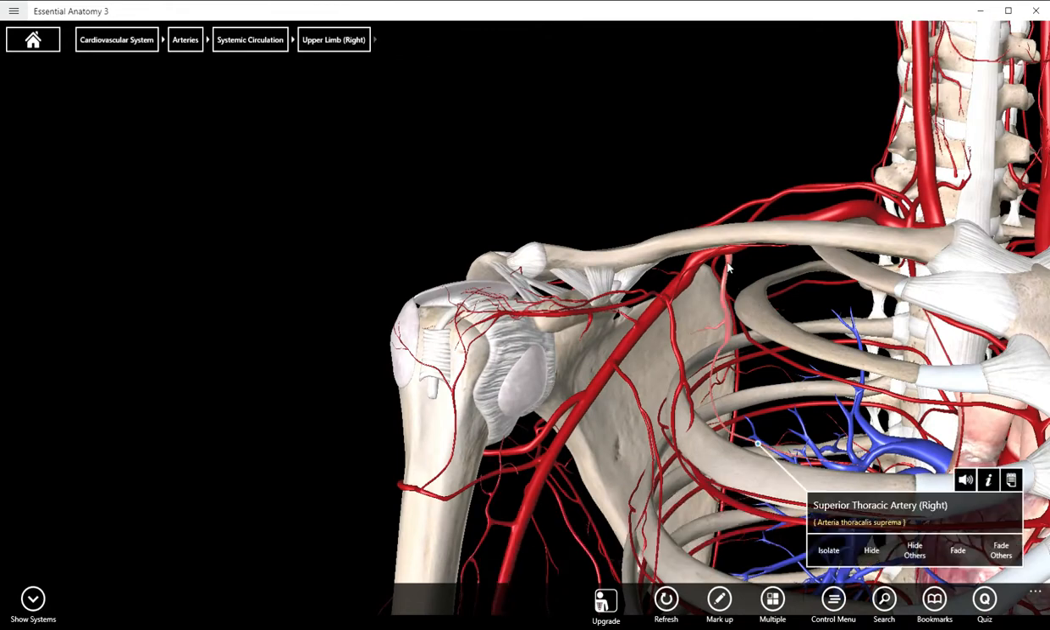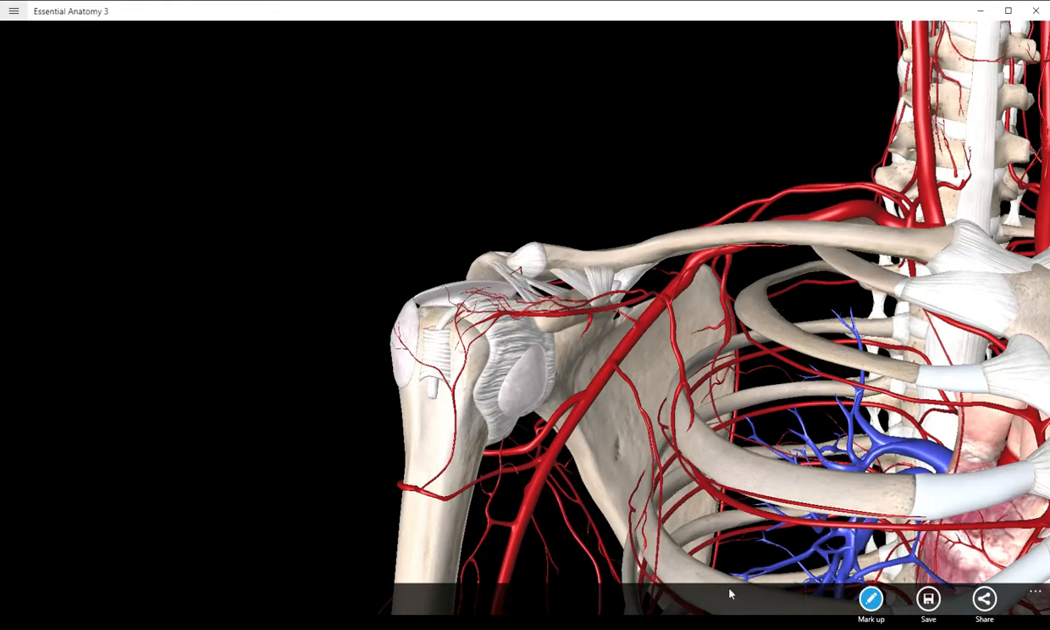See if you can guess them, let's do it like a quiz. What is that? That is the highest thoracic artery or superior thoracic artery. What is this? Just the trunk, not all the branches. That is the thoracoacromial trunk. We have a deltoid branch, an acromial branch, a pectoral branch, and a clavicular branch. Boom. A lot of stuff.